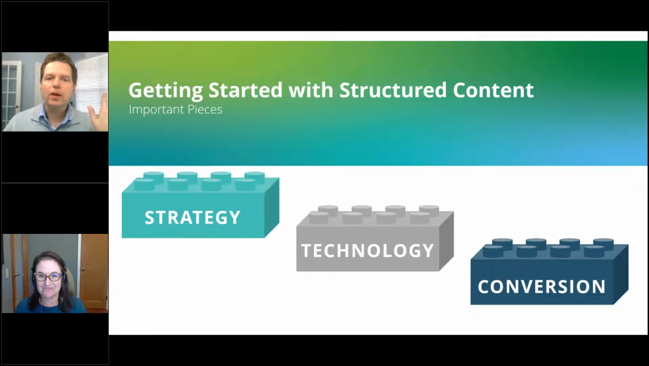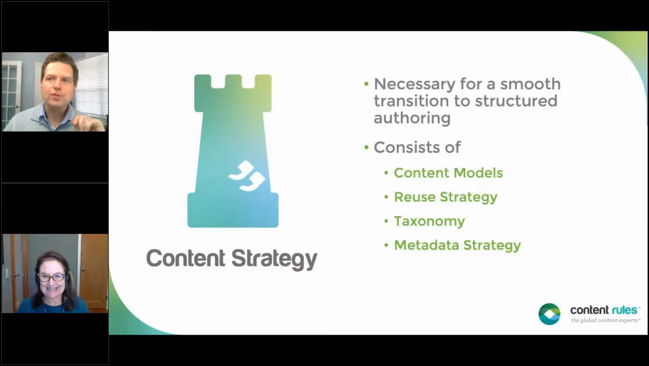And with that, Val, you get to talk about strategy now. All right, I'm going to go a little bit fast so that we can get through all three pieces and still have some time if folks have questions. You have to have a strategy. You can't just say, oh, I'm going to get this new technology, because remember the crappy content, expensive technology thing. So your strategy is going to consist of four different parts: content modeling, reuse strategy, taxonomy, and metadata. I'm going to talk about each one.